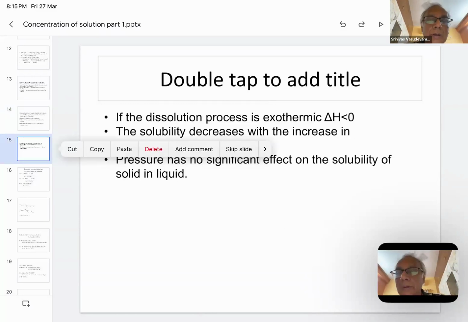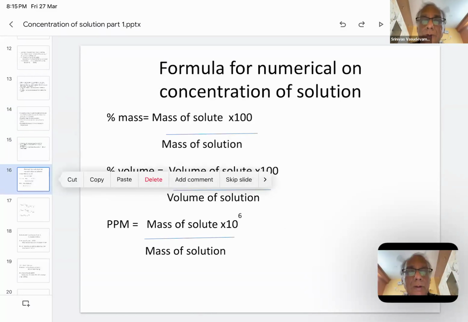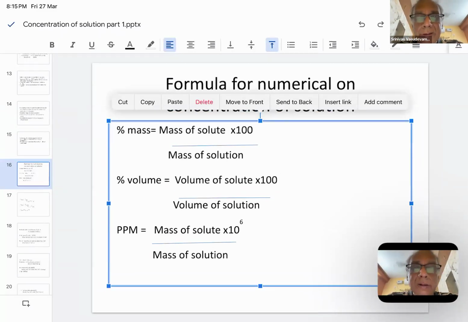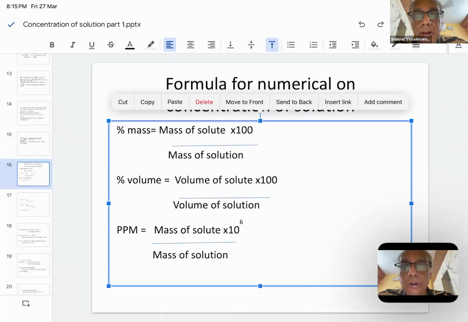Right. Now let us see the numericals based on concentration. Before that, take down the formula so that you can work out the numerical here. First one is percentage mass of a solute. That is the amount of solute present in 100 gram solution. That is called percentage mass of a solute.